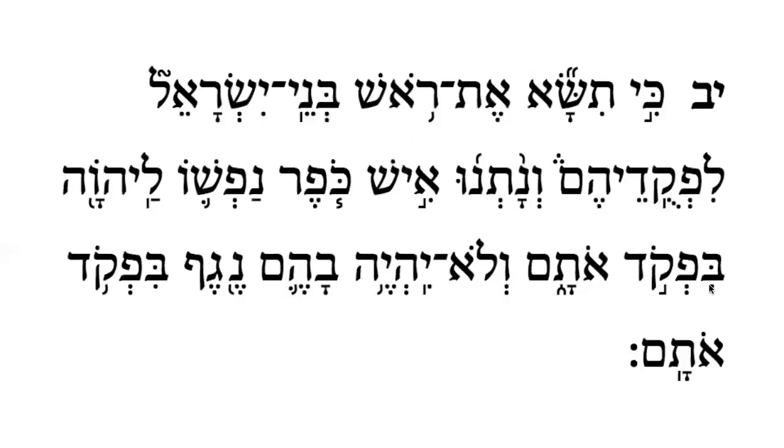Okay. And then this is a bet with a chirik. So this is B, and this is a fe. This shiva is again silent, so it's going to be part of this syllable. So this is beef, and this is a kuf with a cholem, and then a dalet at the end. So this is kod, beef kod, and if you notice, this fe kuf dalet is also here, fe kuf dalet, and remember this means to number them, right?